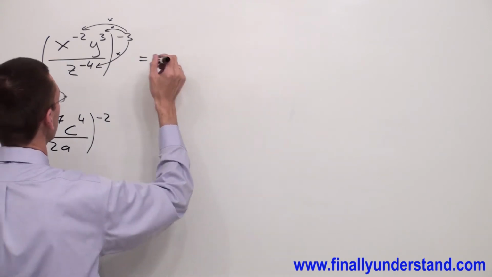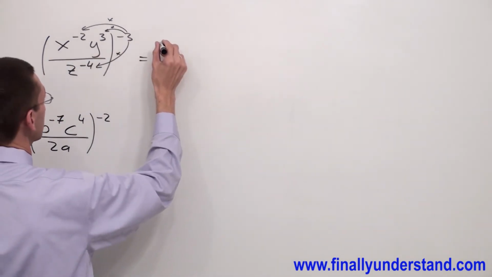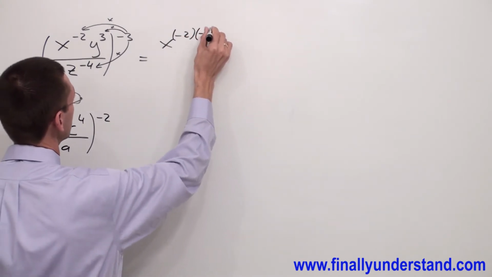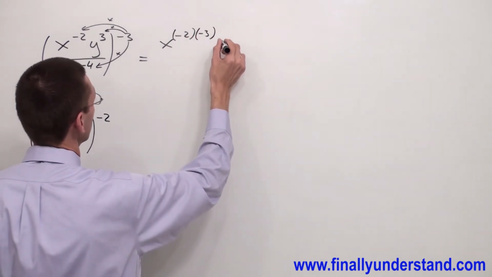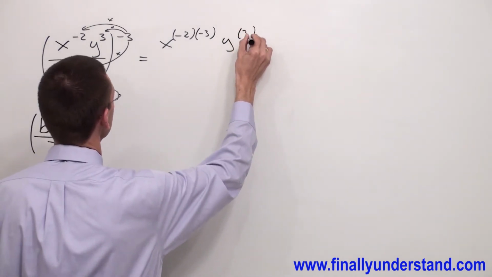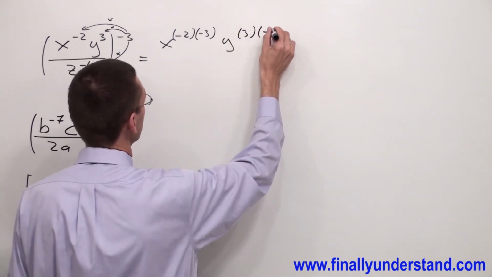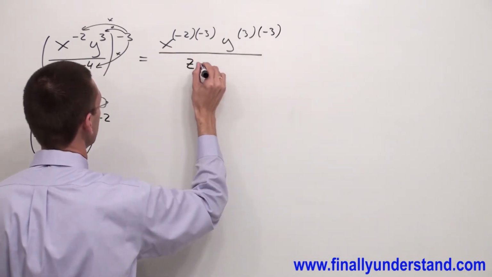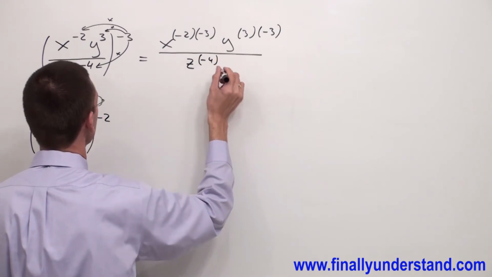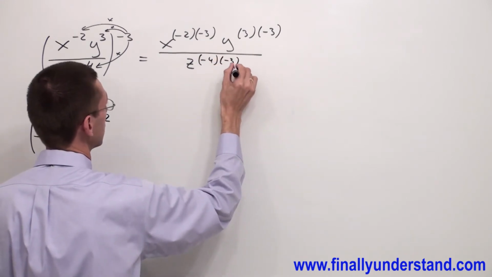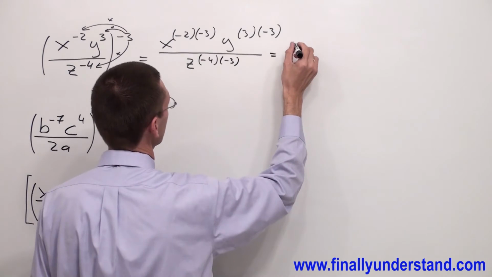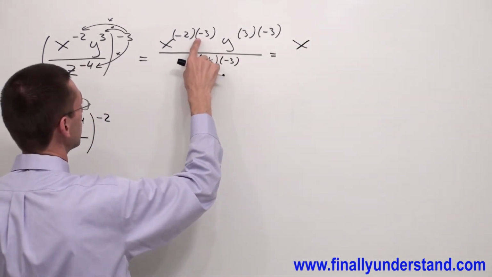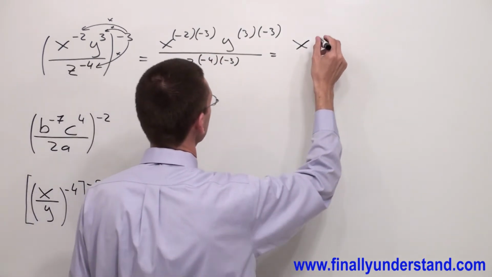This is going to be equal x to -2 times -3. Let me do everything step by step. Y, and I have 3 times -3 over z, -4 times -3. This is going to be equal x, -2 times -3 gives me +6.